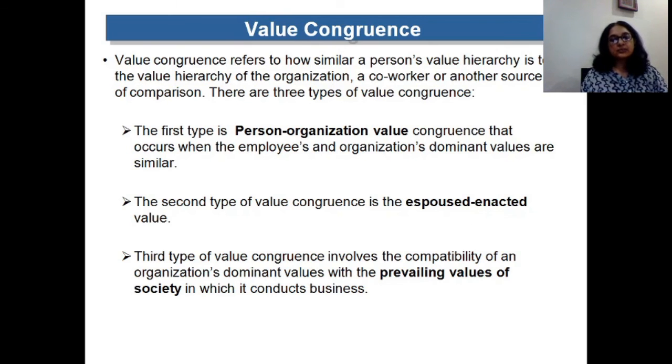Secondly is the espoused and enacted value. That is, if what you desire and what you practice are compatible, that is value congruence. The third type of value congruence involves the compatibility of an organization's dominant values with the prevailing values of the society in which it conducts business. Any business does not operate in isolation. It has an environment and operates in a society. The organization's dominant values should be in keeping with the society where it is operating.